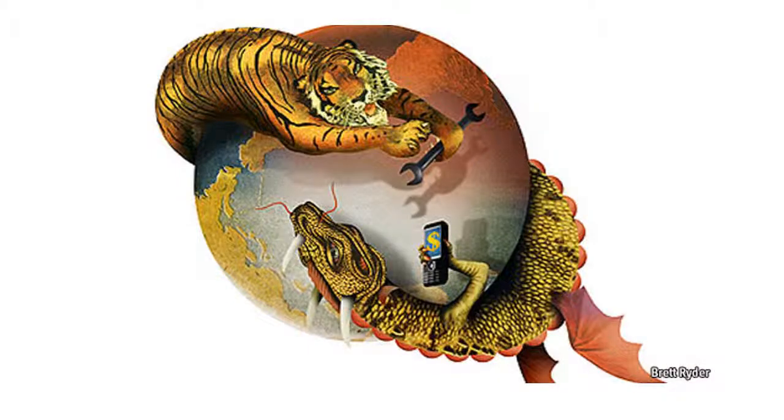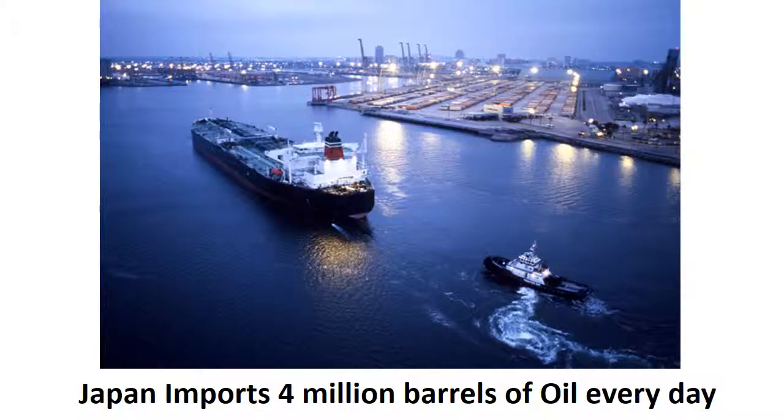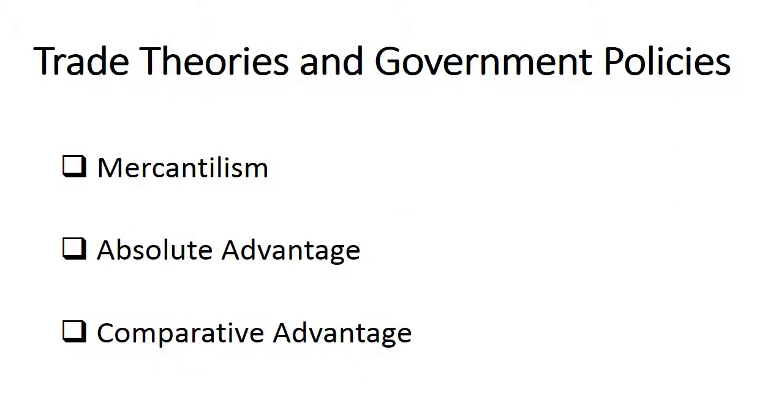Okay, now let's see why free trade is beneficial. When countries do international trade, they can focus on producing and exporting what they can make more efficiently, and also import what other countries produce more efficiently. For example, Japan exported 1.5 million vehicles to the United States in 2011, but they import 4 million barrels of oil every day.